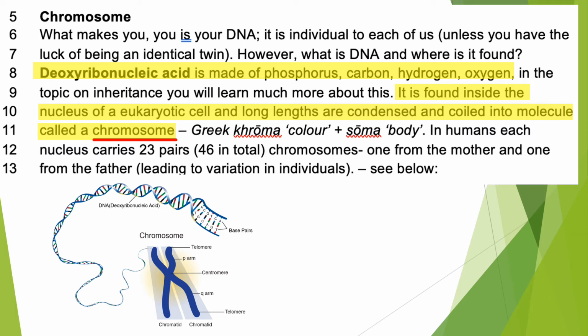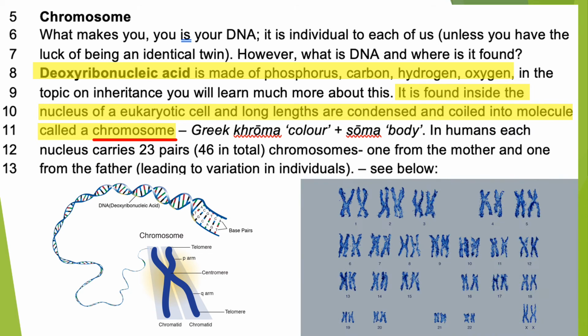In humans, I'm continuing at the end of line 11 here, each nucleus carries 23 pairs, so 46 in total. Right? Pairs means two. 23 pairs of chromosomes. All right, so I'm going to show you a picture again. You might see an image in your booklet that's similar to this, but this is basically all the chromosomes in your body. You have 23 pairs, which means if you count them out, there are 46 X's in total. And these are basically what give you the definition of being you.